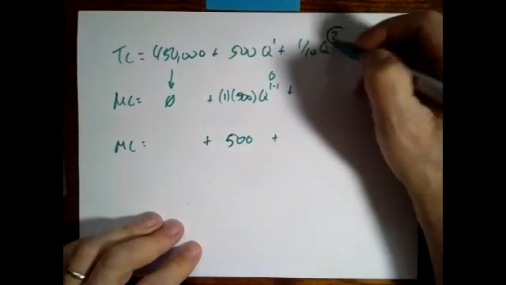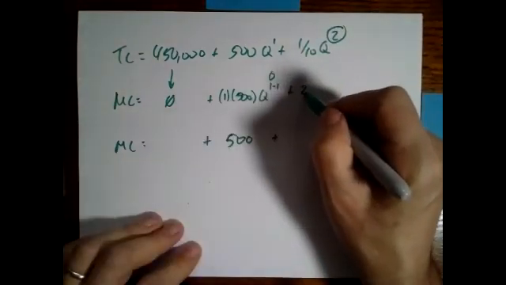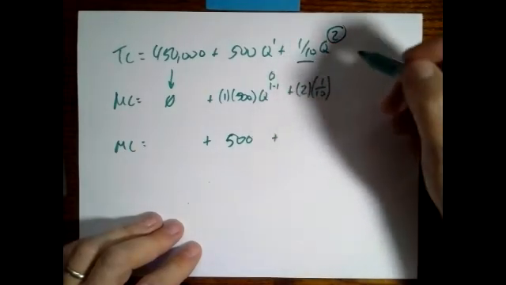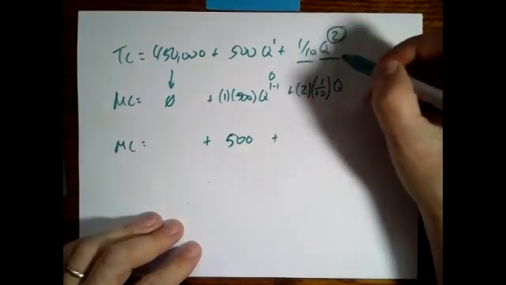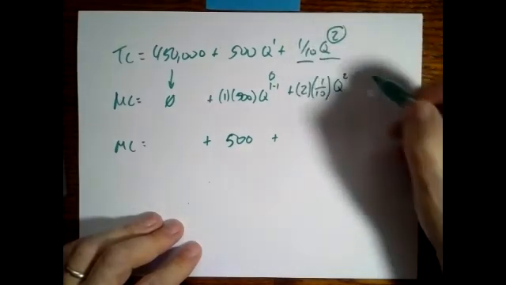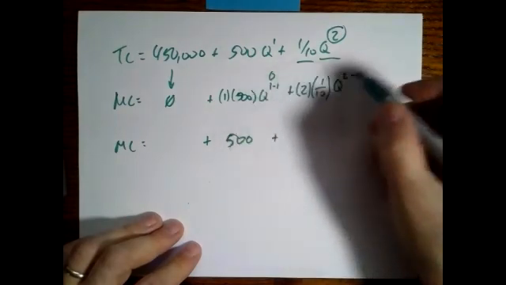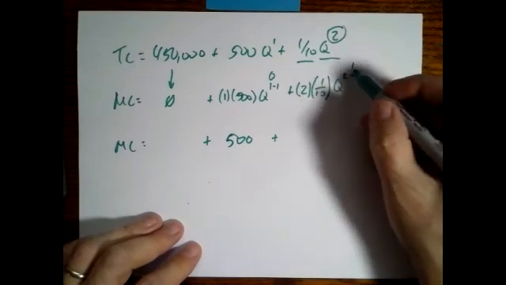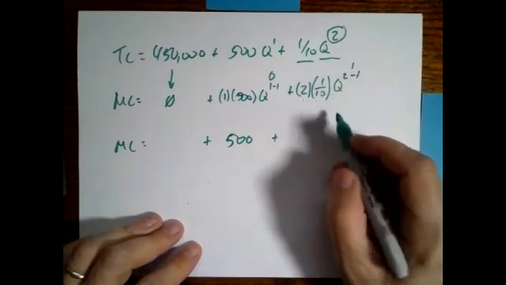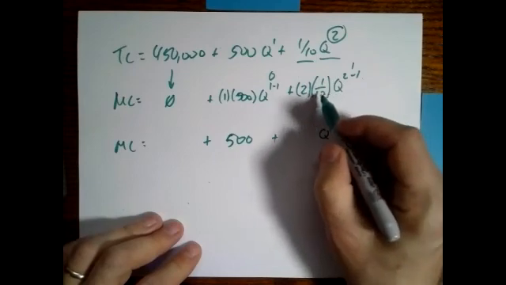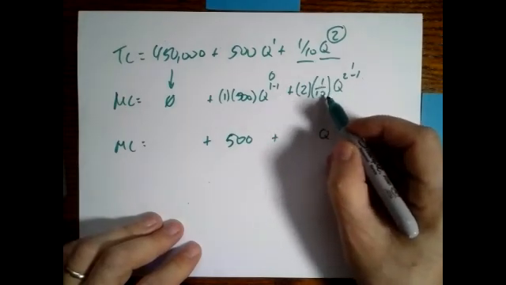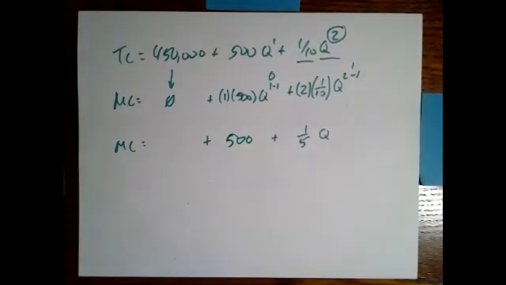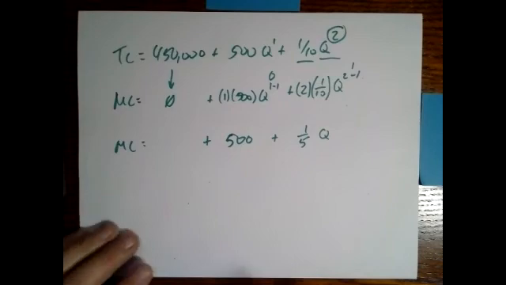We bring down the 2. We bring down the constant. Then we bring down the Q squared, and we subtract 1, just like we did a second ago. Well, 2 minus 1 is 1, so Q to the 1 is just Q. Okay, so we can just bring that down. 2 times 1/10 is 2 over 10, which is 1/5. So that's it. It's that simple. I'll do one more, just make it up.